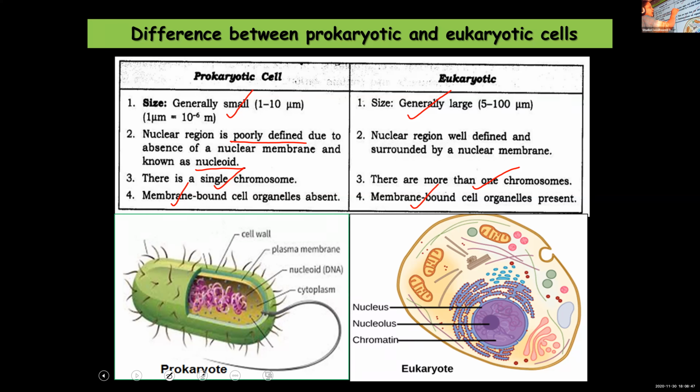Whereas in eukaryotes the nuclear region is well defined, surrounded by a nuclear membrane. Examples I told you already. Bacteria is a typical example for a prokaryotic cell, whereas all the higher plants and animals, all the other plants and animals except bacteria and blue-green algae, come under eukaryotic cells. Prokaryote means an organism made up of prokaryotic cells. Eukaryotes means organisms made up of eukaryotic cells.